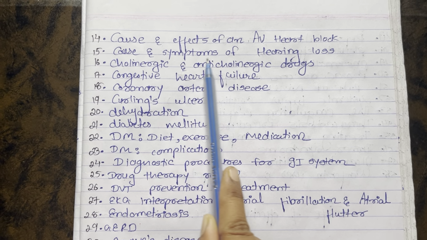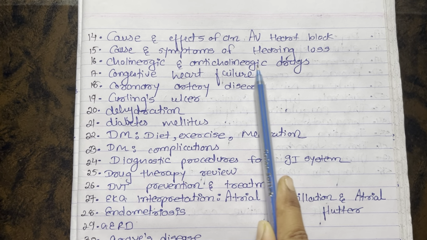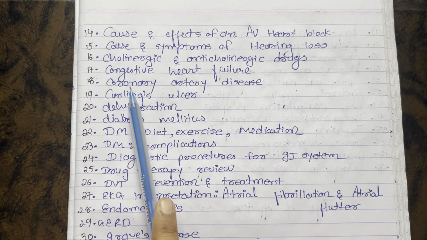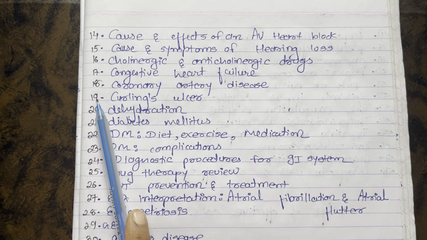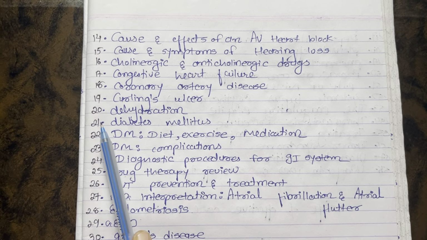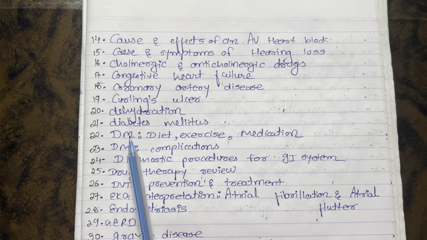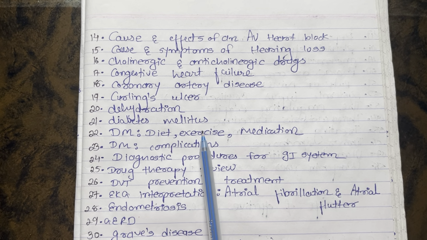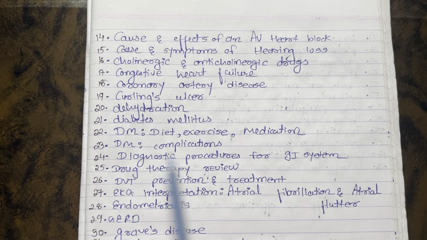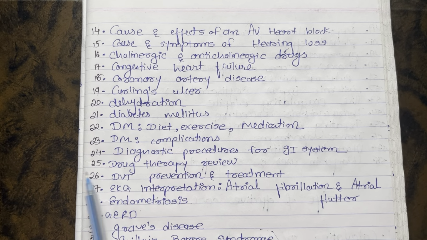15. Cause and symptoms of hearing loss. 16. Cholinergic and anticholinergic drugs. 17. Congestive heart failure. 18. Coronary artery disease. 19. Curling's ulcer. 20. Dehydration. 21. Diabetes mellitus. 22. Diabetes mellitus diet, exercise and medication. 23. Its complications. 24. Diagnostic procedures for GI system.